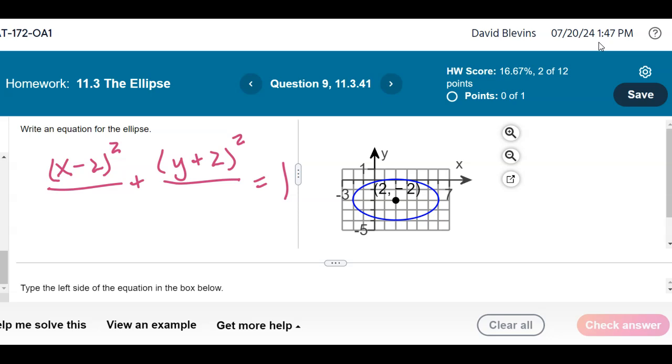So count it over. These are ones at a time. So this is 3, 4, 5, 6. So that's 6 for that tick mark. That means I move to the right 1, 2, 3, 4 units. So I square 4, I get 16. That's the denominator here. Remember, it's a squared.